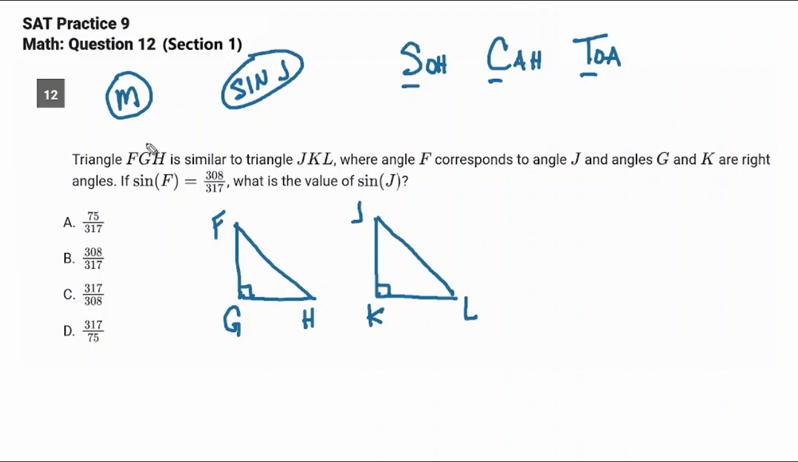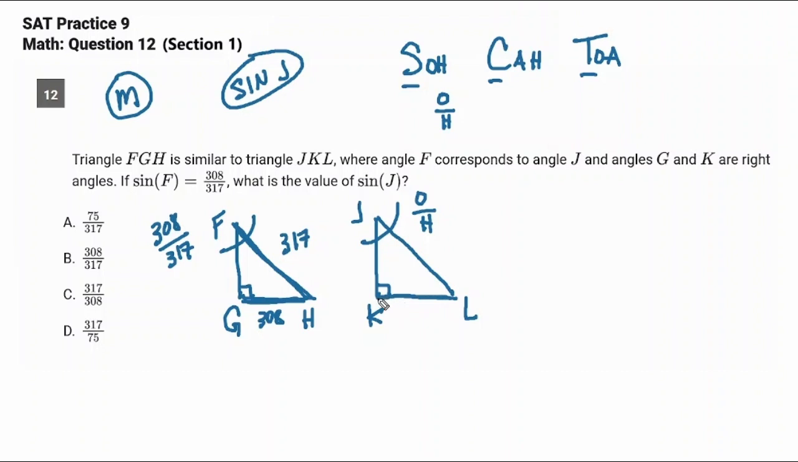Why? Because it's medium. So what are we looking for? We're looking for sine. Sine is opposite over hypotenuse. So sine F is 308 over 317. That means that the opposite side is 308 and the hypotenuse side is 317. We're looking for sine J, so we're looking for opposite over hypotenuse.